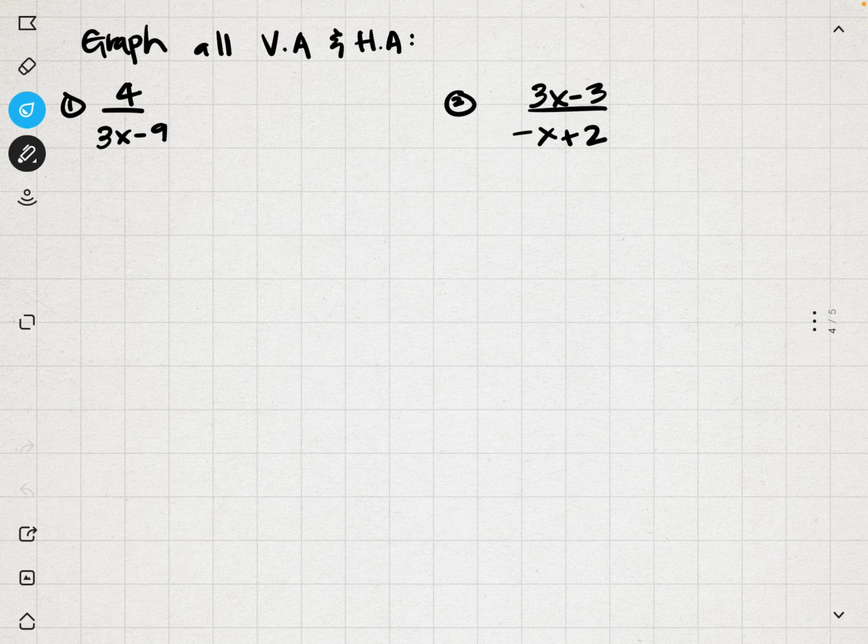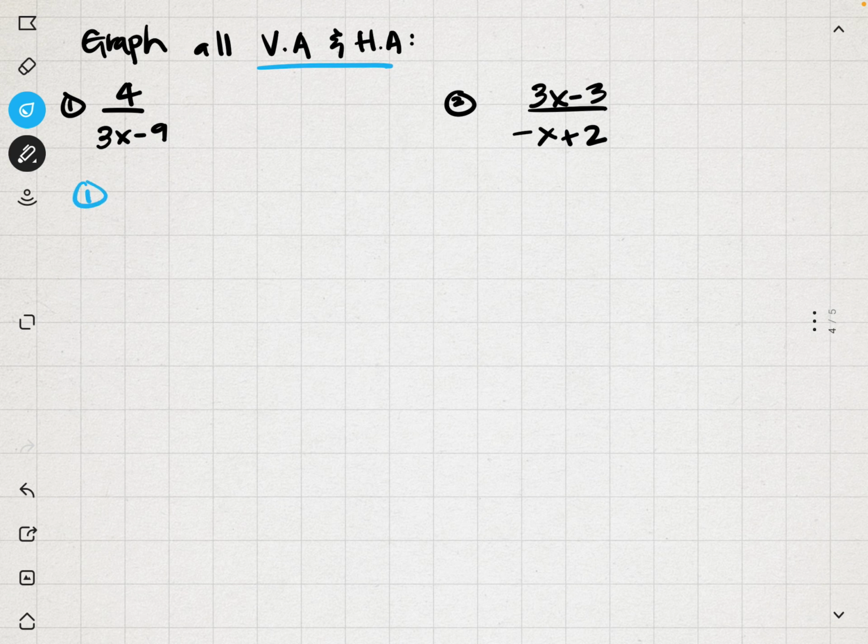Alright, back to the graphing part. So we're just graphing the vertical and horizontal asymptotes for these, which means that we don't have to draw the actual graph. We're going to do that in our next Alex assignment. So we just want to graph where the horizontal and vertical asymptotes are. So let's go ahead and do that.